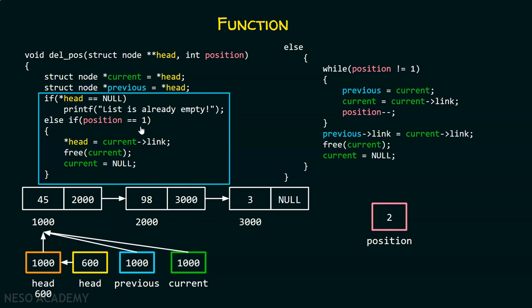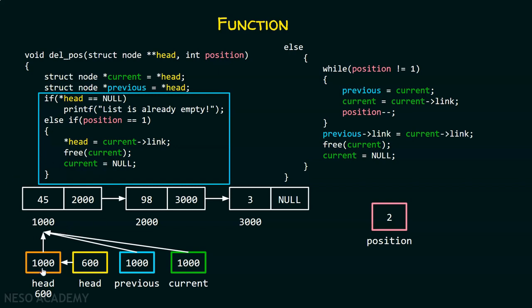This means we want to delete the first node of this list. And let me tell you, the procedure for deleting the first node of this list is different from the procedure of deleting any other node. That is why I need to write a separate code for it. Here you can see if position is equal to 1, then first we will update the head pointer of the main function and then we will free this particular node. That is the procedure we will follow.